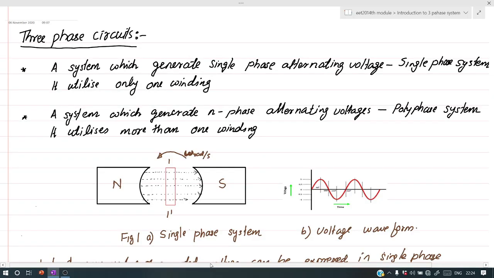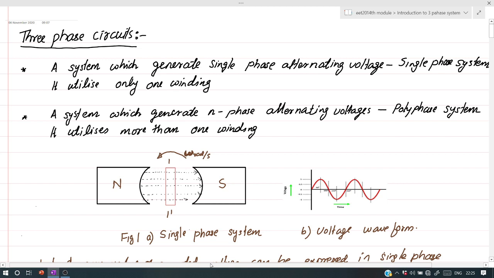In this video, we are going to discuss the basics of three-phase circuits and associated terminologies. First of all, let's see what is the difference between a single-phase circuit or single-phase system and a three-phase system.